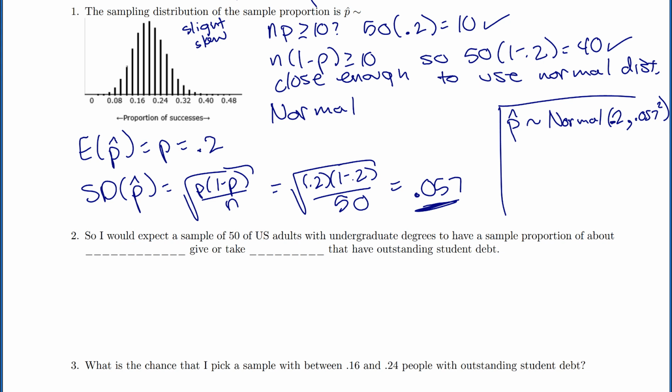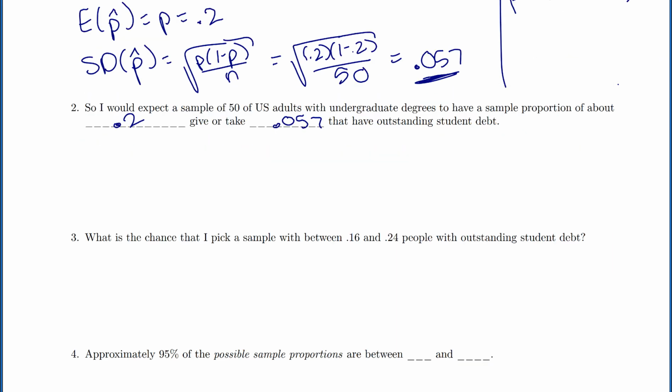So I would expect a sample of 50 of the U.S. adults with undergraduate degrees to have a sample proportion of about 0.2, give or take 0.057, that have outstanding student debt. So now, what is the chance that I pick a sample with between 0.16 and 0.24 people with outstanding student debt? So it's asking, what is the chance that we get a sample proportion between 0.16 and 0.24? So we'll write that as 0.16 less than or equal to our p hat less than or equal to 0.24.